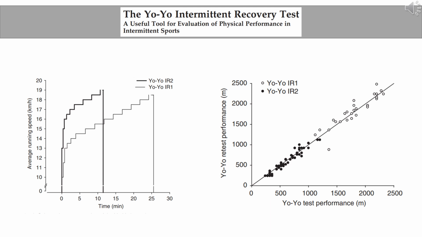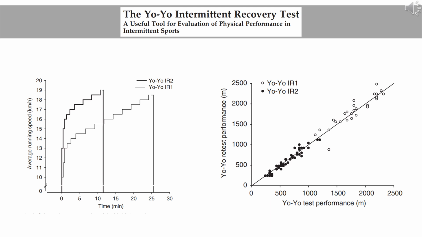If we also look at the test-retest reliability of these two tests, now we've got yo-yo test performance on the horizontal axis, but then we've got yo-yo retest performance on the vertical axis.